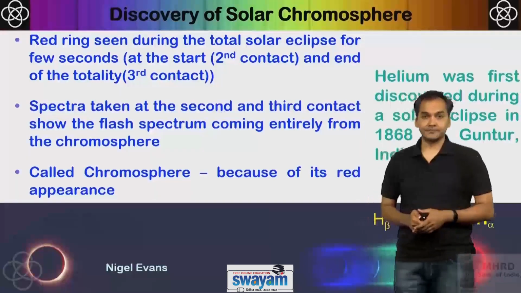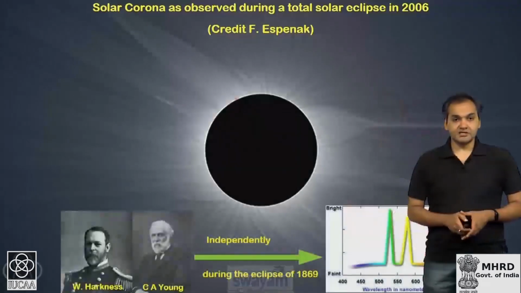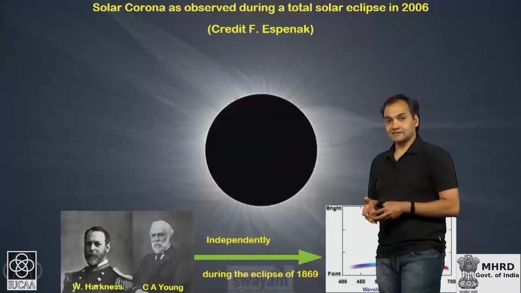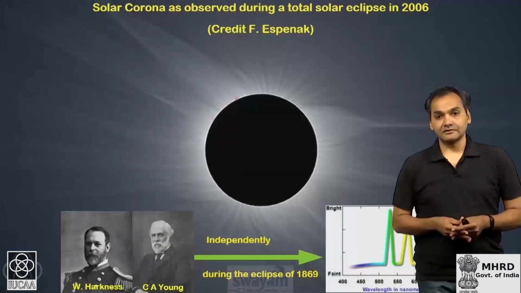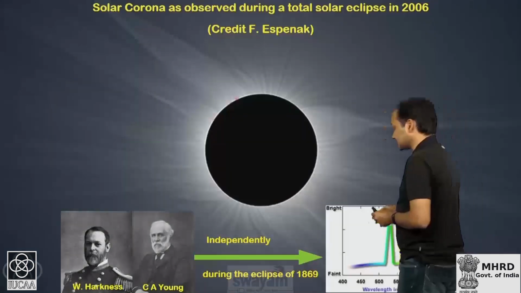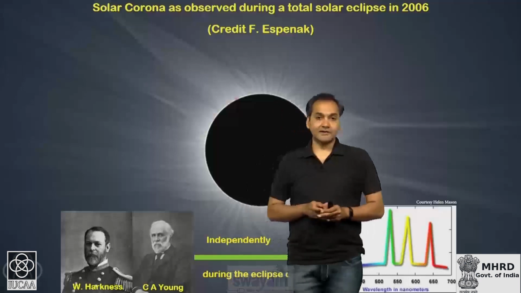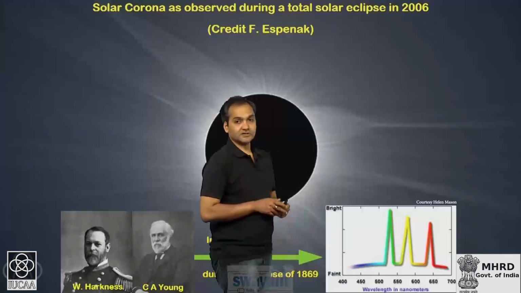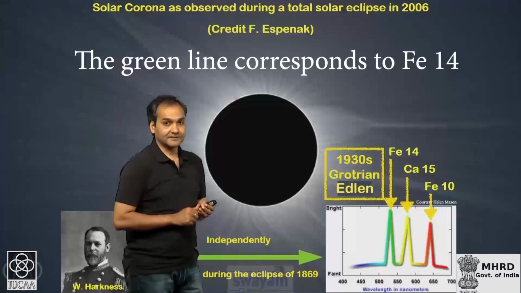With the success of this spectroscopic technique on the solar atmosphere, two gentlemen, Harkness and C. A. Young, independently took a spectrum during the eclipse of 1869. That is the year after helium was discovered, and they discovered another line, a green line at the green wavelength, and that was iron 10.